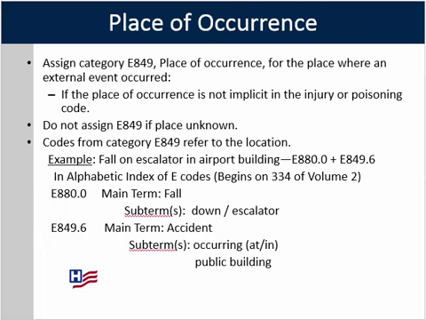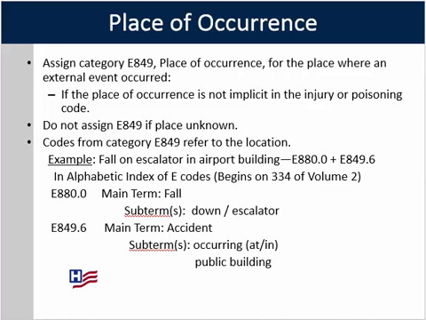ICD-9 also provides external cause category E849, place of occurrence codes, for use as an additional code to indicate the place where an external event occurred when the place of occurrence is not implicit in the injury or poisoning code. Note that codes from this category refer only to the location, not to the activity or the injured person. Separate codes are provided for the activity and status. Refer to the example shown here. When the place of occurrence is not specified, a code from E849 is not assigned. Make sure that an E-code is needed. Be careful that you don't get E-code happy, as I call it.